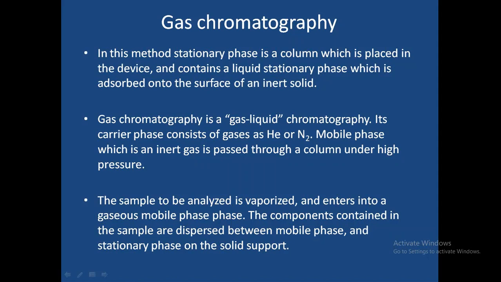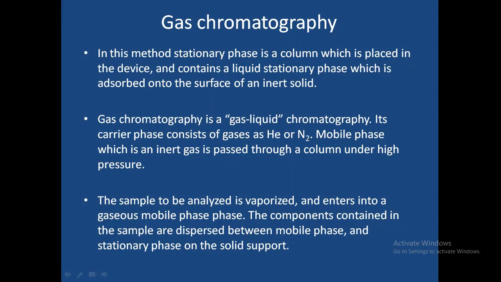So, next comes gas chromatography. In this method, the stationary phase is a column which is placed in the device and contains a liquid stationary phase which is absorbed onto the surface of an inert solid. Here, gas is the mobile phase and liquid is the stationary phase. Through the liquid stationary phase, the gas, which is the mobile phase, is going to carry the sample for separation in the column. Gas chromatography is a gas-liquid chromatography.